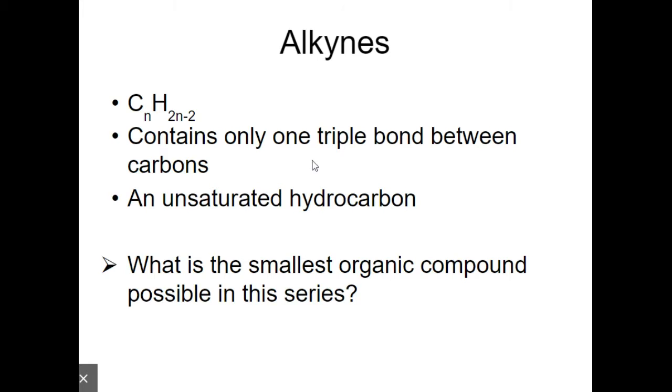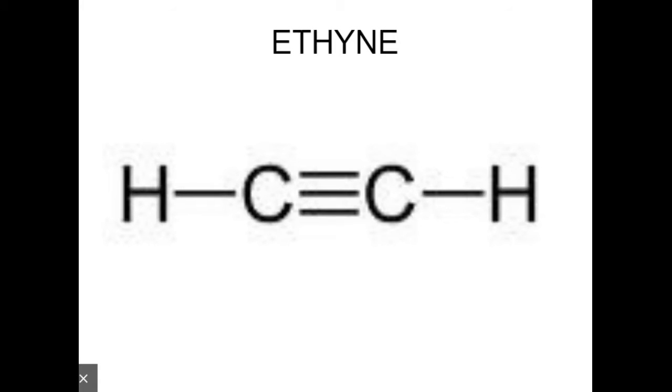If there is a triple bond between carbons, what is the smallest organic compound possible in this homologous series? Can you have methyne? Well, no, methyne cannot exist. And that's because you have to have a triple bond between two carbons, and therefore the smallest member of this series must have at least two carbons. So the first member of this group would be ethyne.